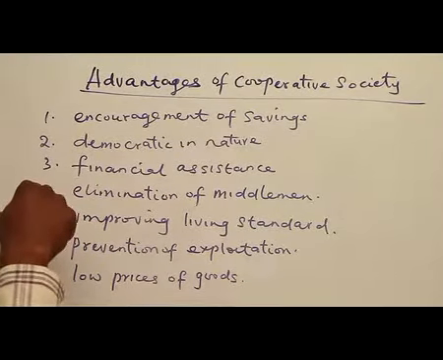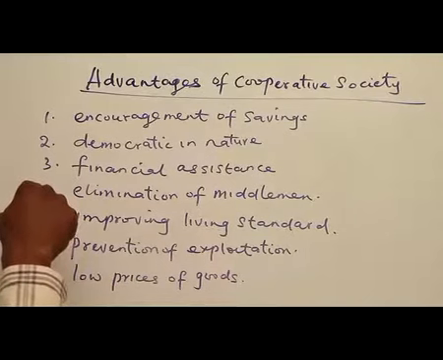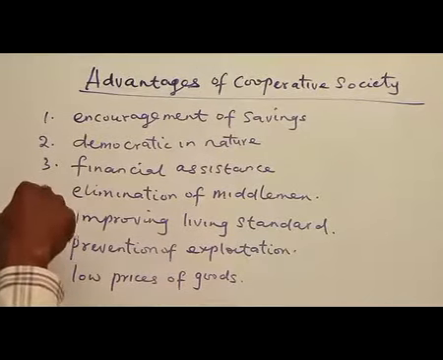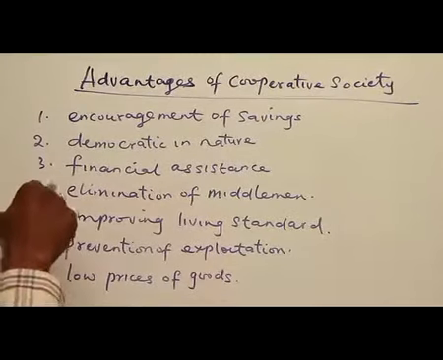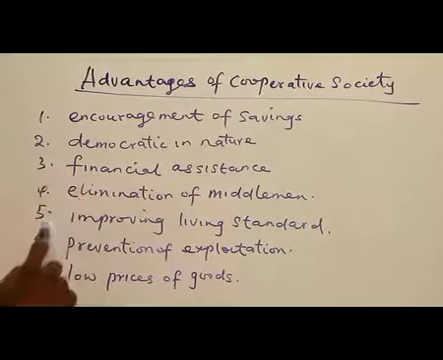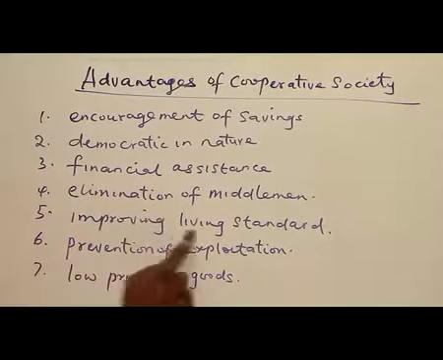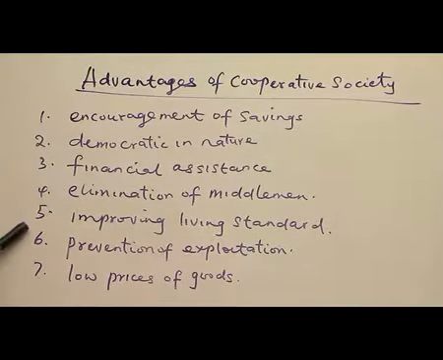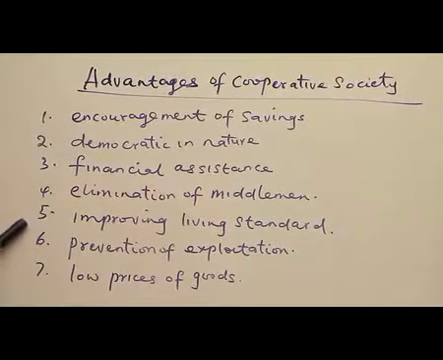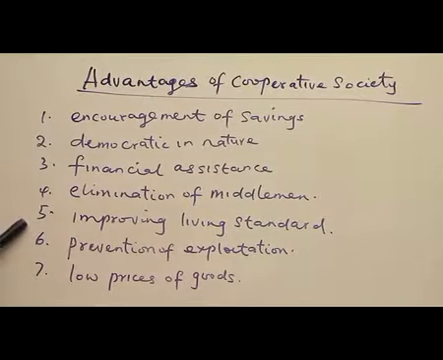Producers pool their resources together to buy the materials they need towards their production. By doing this, they will be able to buy those materials and other things at cheaper rates. Number 5, improving living standard. With the help of cooperative society, every member will improve their living standard because the society tries to ensure that each member's welfare is improved.